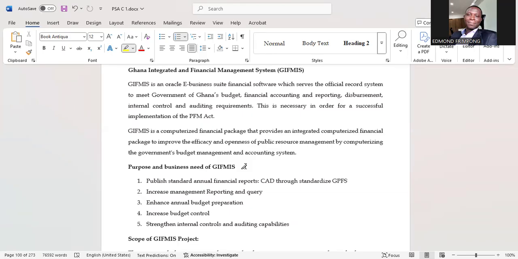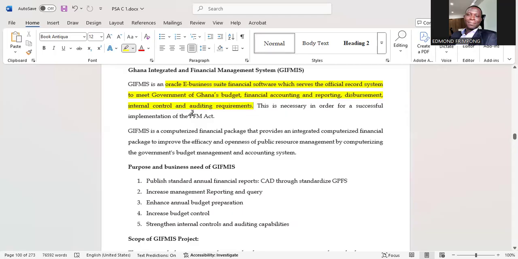So we are going to go into details of what GIFMIS is all about. Like I said earlier, GIFMIS is an Oracle E-Business Suite financial software which serves as the official record system to meet the Government of Ghana budget. So take note, Government of Ghana budget. It is used in budget preparation, financial accounting and reporting. The platform helps government in financial accounting and reporting, disbursement, that is payment, internal control, and audit requirements.